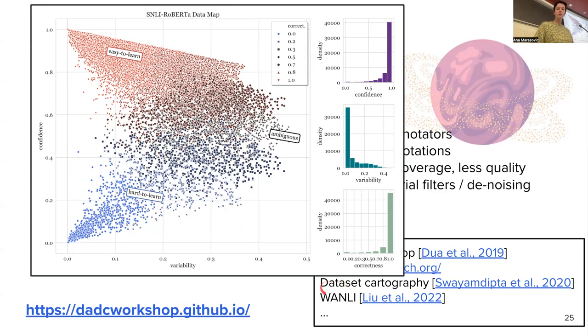So for example, WANLI, not sure if it's pronounced like that, deploys this dataset cartography, where they find examples that are, I believe, ambiguous and hard to the model. And then they prompt GPT-3 to generate more examples that are like those examples that are ambiguous and hard.